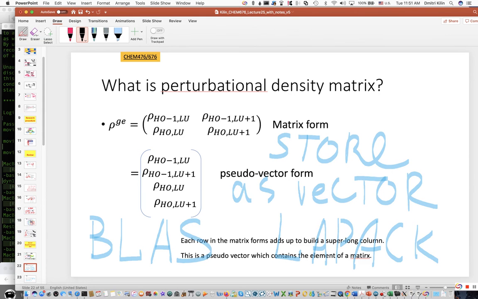There is a next trick that we may not feel super comfortable with as humans, but the next trick shown in this slide is extremely useful and helpful computational pathway for programmers. So our goal is to find this ground to excited transitional density matrix.